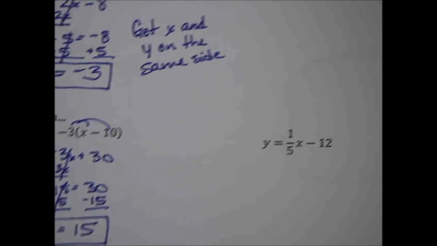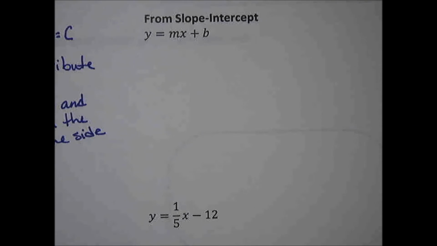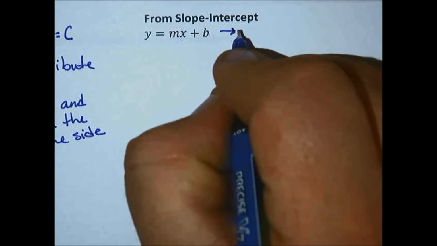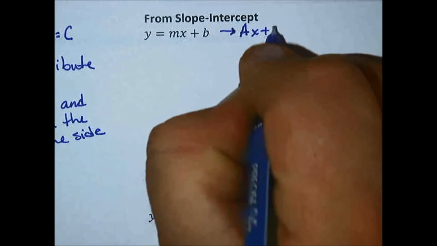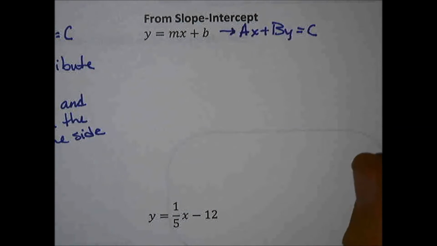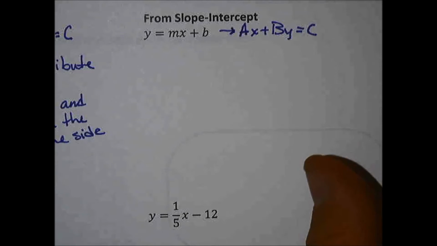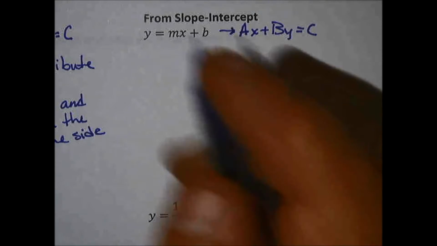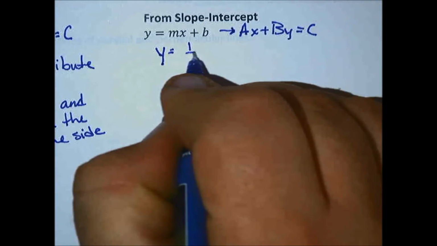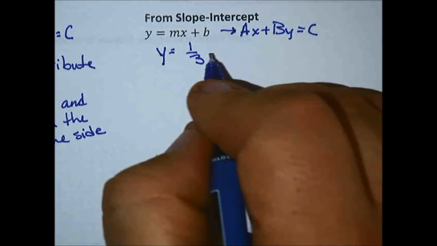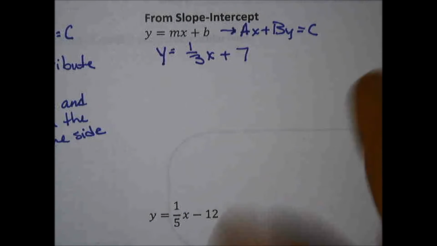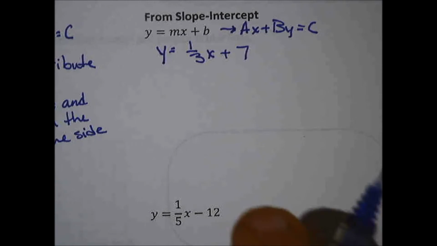Let's go ahead and move up to the top here. So we're going to go from slope-intercept form into standard form. And that means we want ax plus by equals c. All right, we want the same thing. We haven't changed that. Okay, now let's look at an example. Let's go y equals 1/3 x plus 7. I don't know why. We're just going to use that problem.